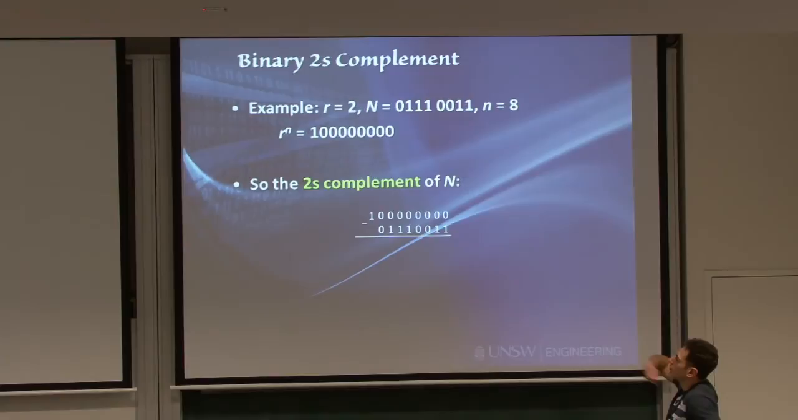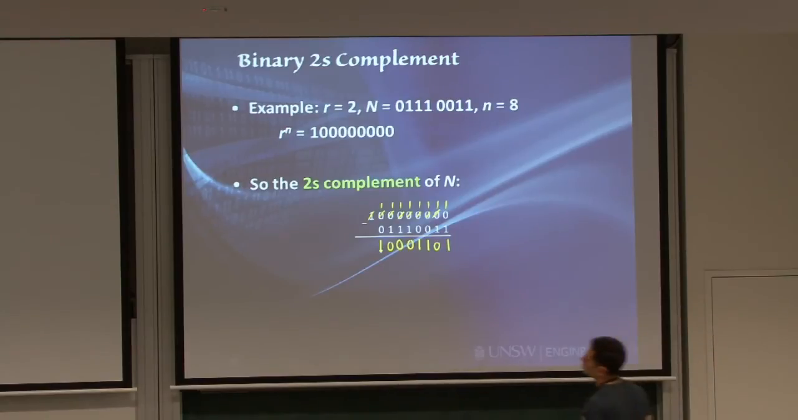The definition was R to the power of n minus the actual number. So it will be this 1 and 8 zeros minus the original number. Now, the same thing that we talked about before, everything needs to be borrowed, so we'll keep borrowing ones except this last one. So this will be a 2 minus 1, which is a 1. 1 minus 1, 0. 1 minus 0, 1. 1, 0, 0, 0, and 1. And that's the two's complement of the number. Not so much just inverting all the bits anymore, but almost.